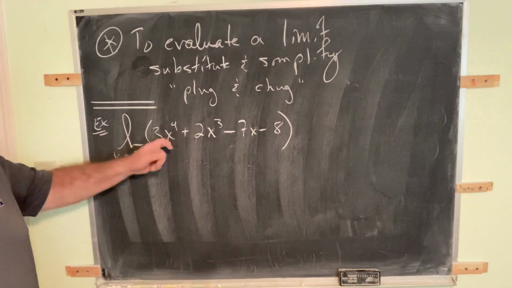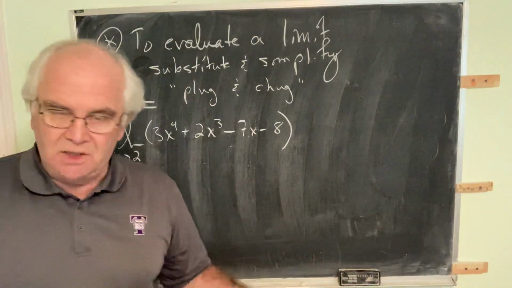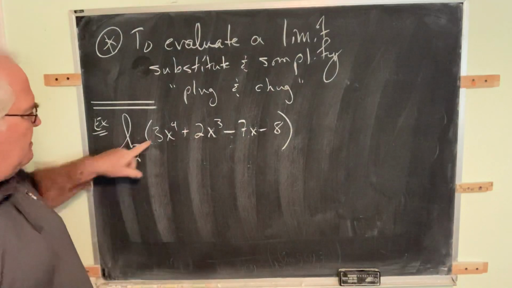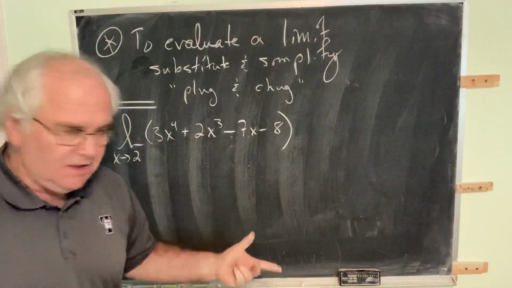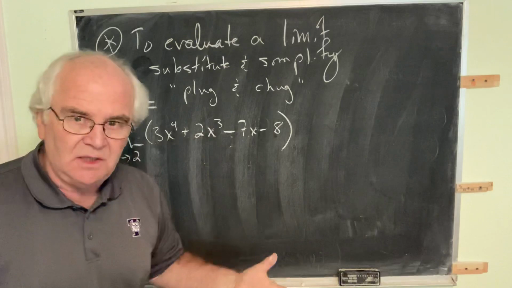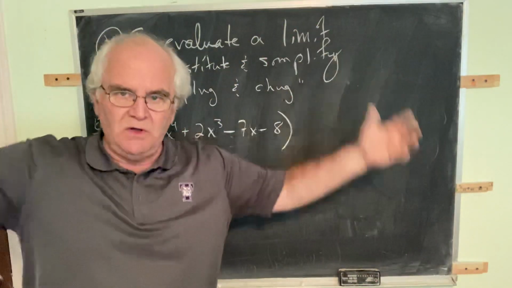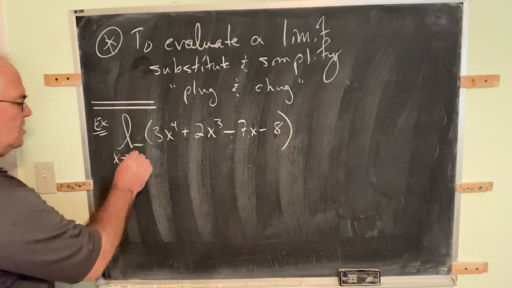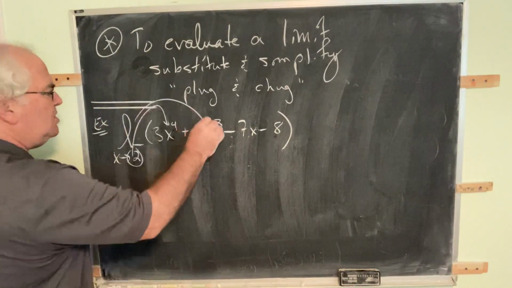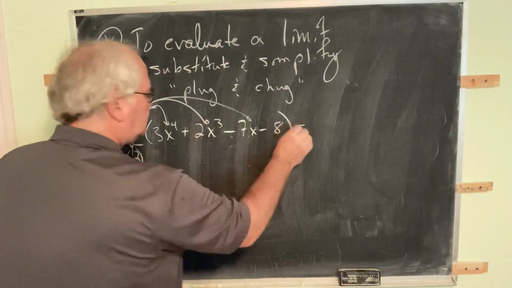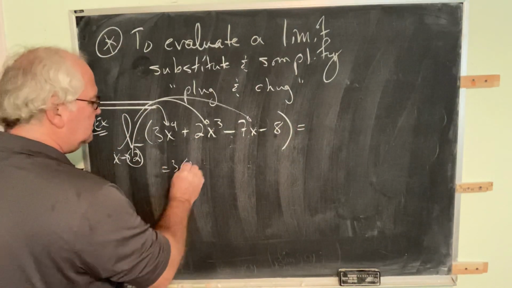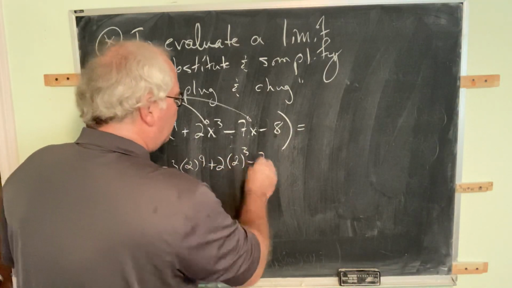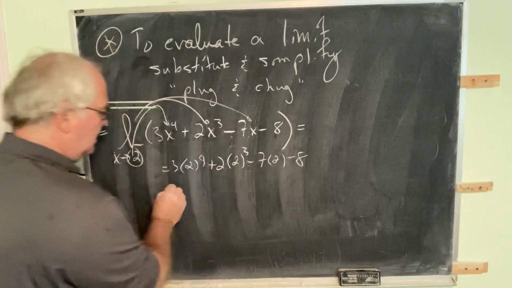This is a polynomial. Look, we've got things added or subtracted. We know what to do. We have constant multipliers. We know what to do. We have the limit of something raised to the fourth power. We know what to do. We have the limit of a constant. We know what to do. So the net overall effect, when you combine all those properties together, is you take 2, substitute it in for all the x's, and evaluate it. This is 3 times 2 to the fourth, plus 2 times 2 to the third, minus 7 times 2, minus 8, and that's whatever that is.